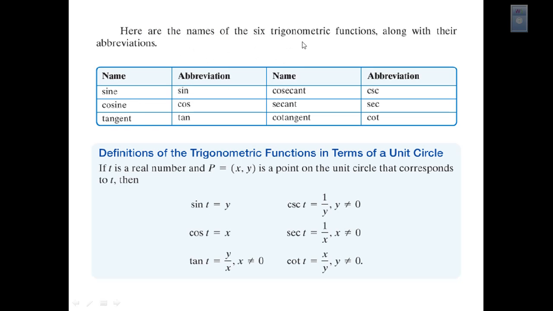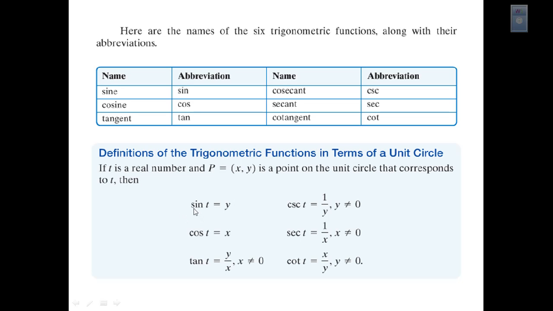Alright, now here are the names of the 6 trigonometric functions. By the way, they're the exact same names of all those trig functions we already know, and their abbreviations. We've already seen all this. This is nothing new. And then here at the bottom, in the blue box, we have the definitions of the trig functions in terms of a unit circle. These you need to make sure you copy down. Now, their definition is still exactly the same.